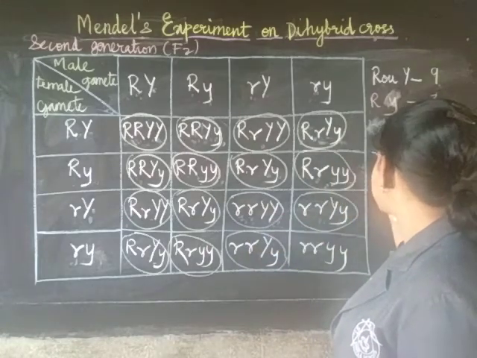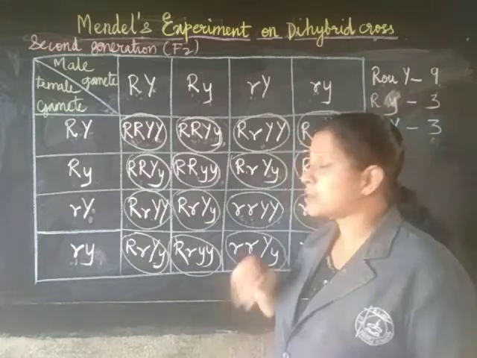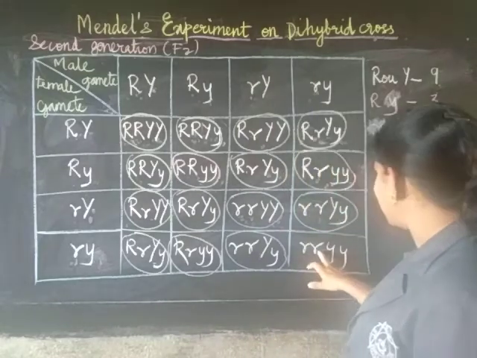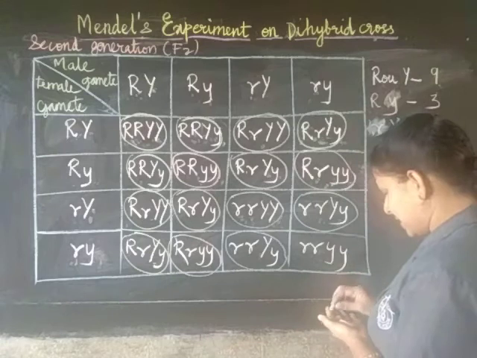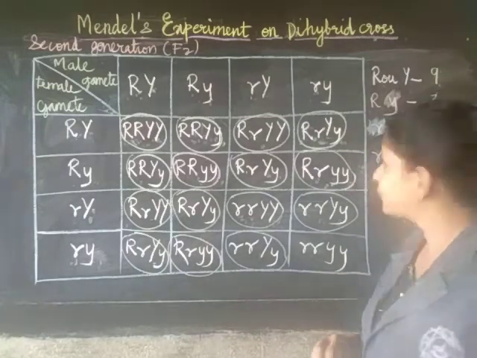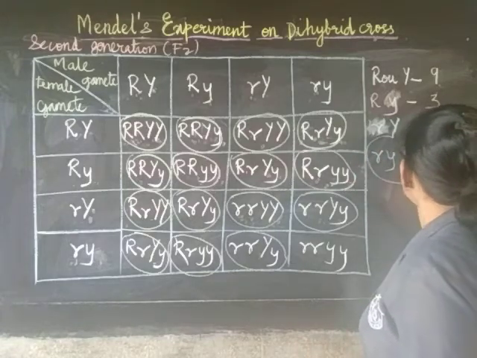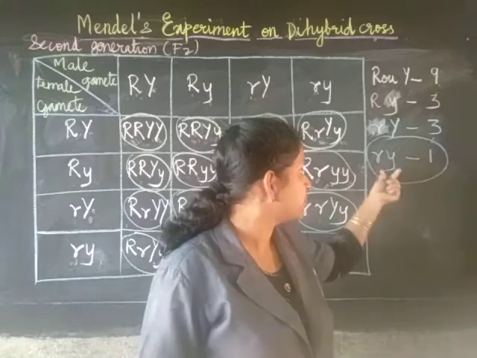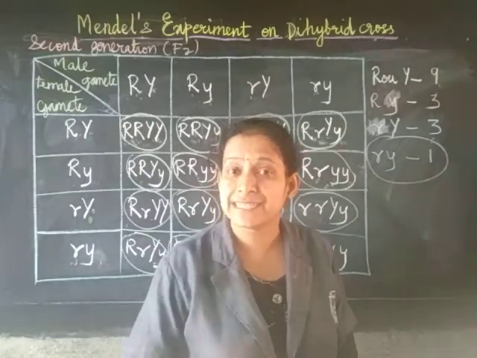Now what combination left is small r and small y, that is wrinkled and green. That was the pure P1 generation. Wrinkled and green, how many are there? So only one is left, that is this one. So you can see that in the F2 generation, only one of the wrinkled and green was expressed. That means from this you can understand that wrinkled and green is a recessive character.